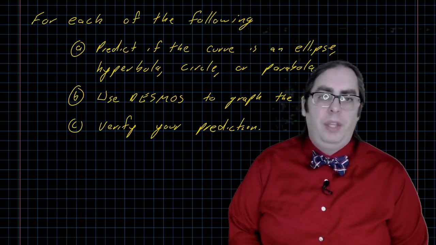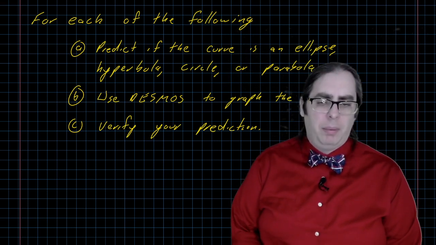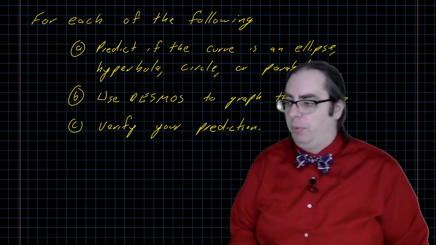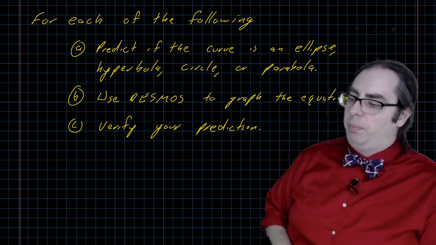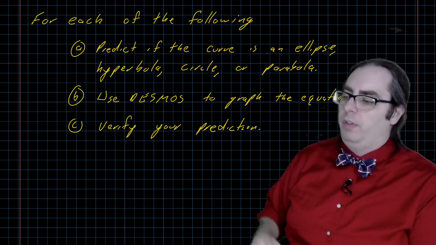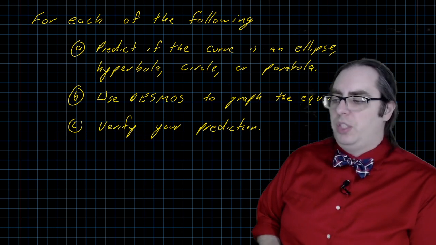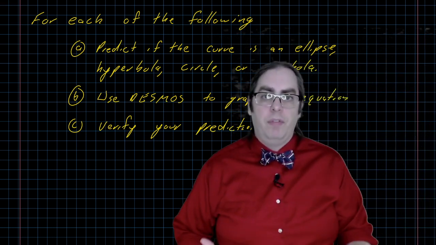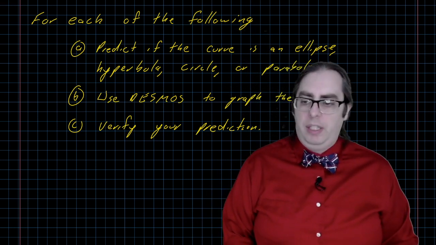And so the task I'm asking of you, the video check problem in this, is going to involve a couple of equations and 3 steps. First, I want you to predict if the curve is an ellipse, hyperbola, circle, or parabola, just based on the characteristic of the curve. Then I want you to use Desmos to graph the equation and verify your prediction. As part of that, you will have to submit your graph of the equation.